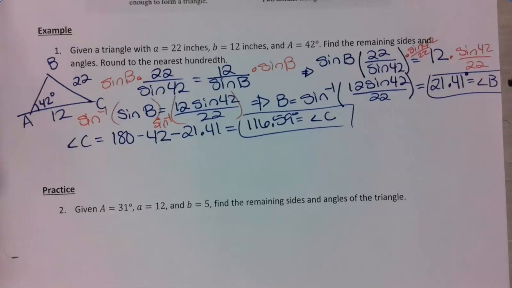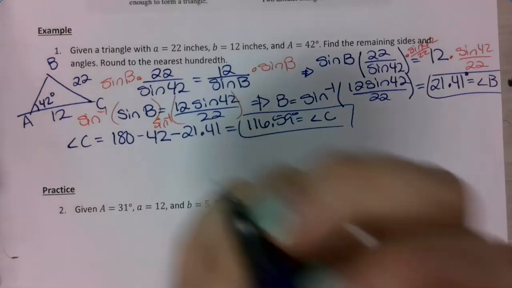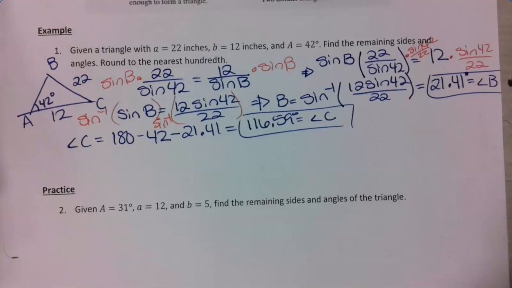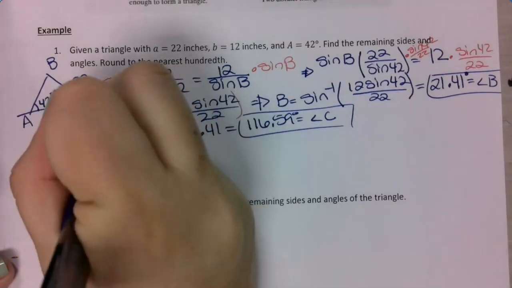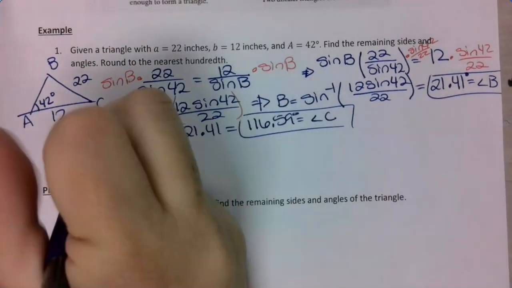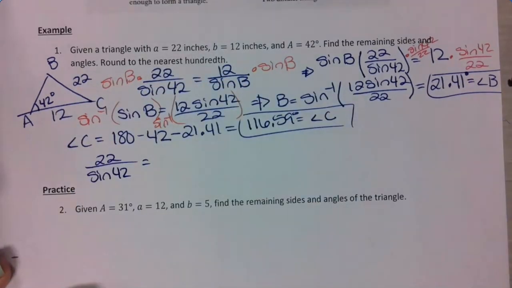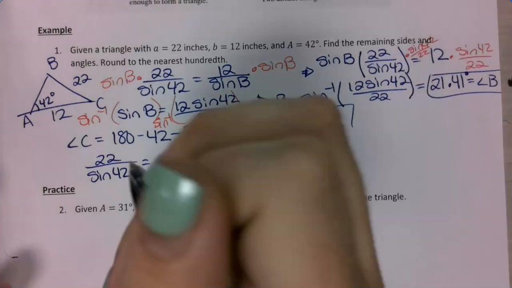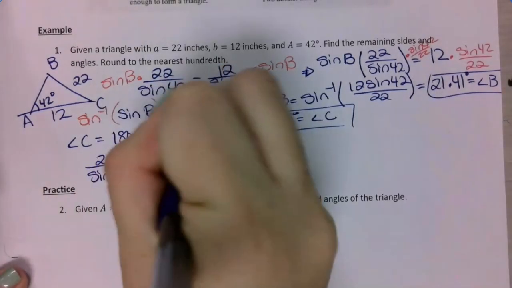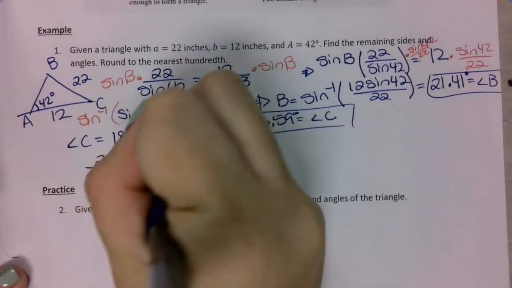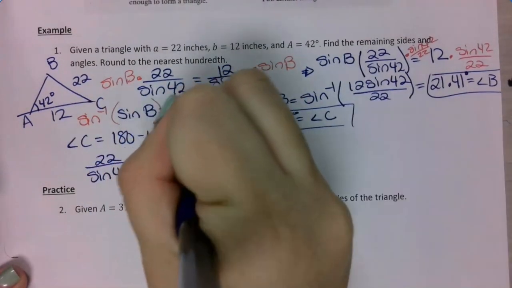Yeah, now I can just do what I did yesterday. So I always want to use the one the problem gave me. So the side length that they gave me was 22, over sine of 42. And then if I'm solving for side length C, where is the C going? Is it going on the numerator or is it going with the word sine on the denominator? The top. And then I'm going to have sine of 116.59 on the bottom.